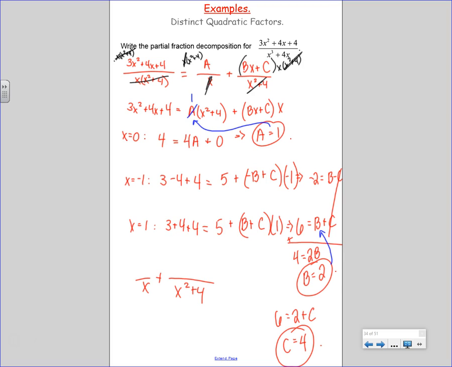A is equal to 1. B is equal to 2, and that was times an x plus c. Done. You're done. Woo! 10 seconds to spare.